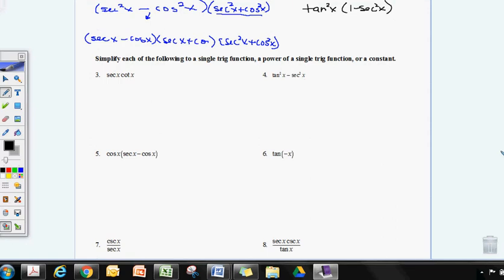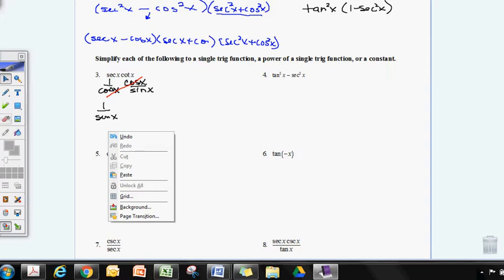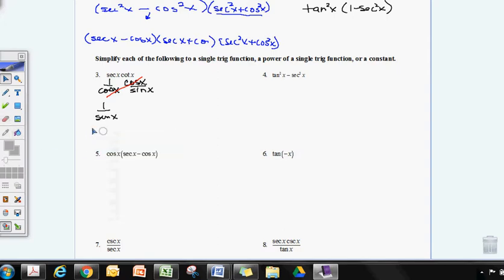So going on to how to simplify each of these. Remember, our goal is to get it to be one number or one letter. So a secant is a 1 over cosine, and a cotangent is a cosine over a sine, which then those two cosines cancel each other out. You're left with 1 over sine x, and if you omit that step, that's fine, but you better be able to tell me that that's going to be cosecant of x.